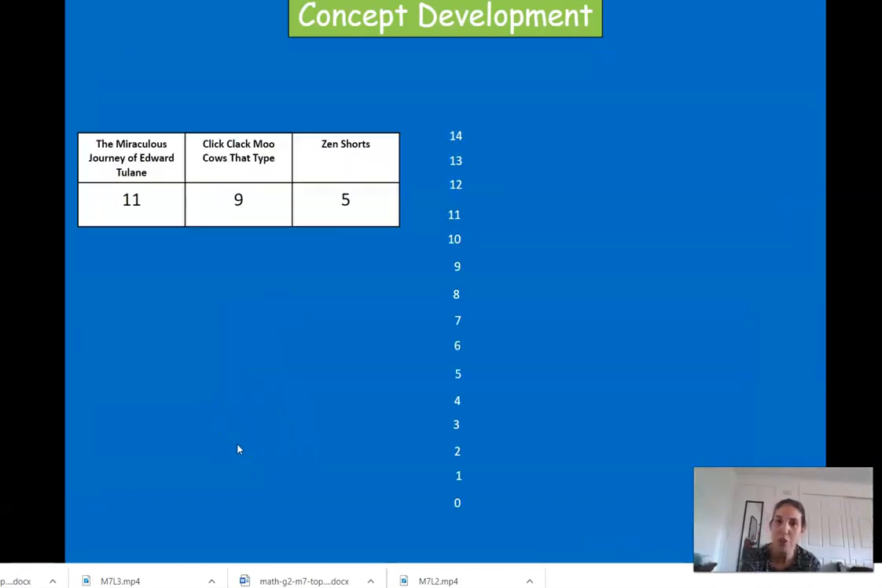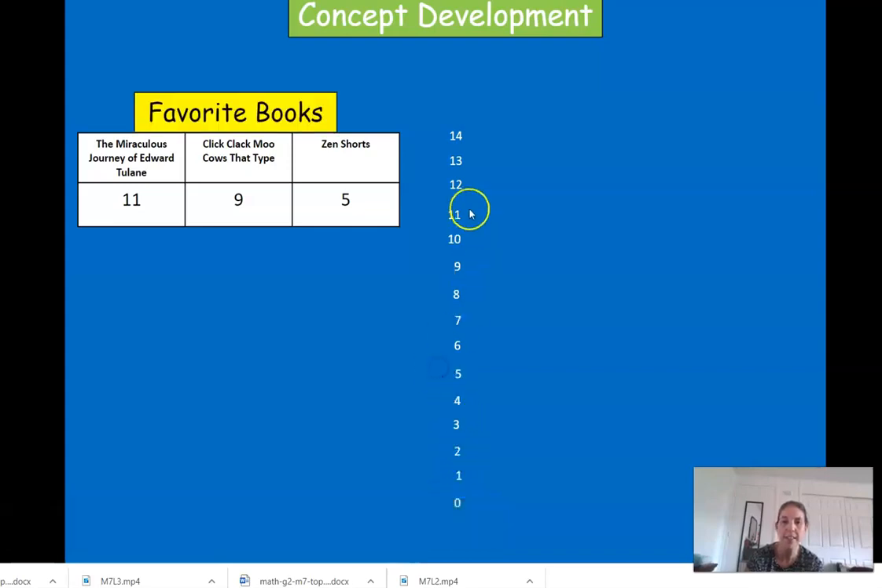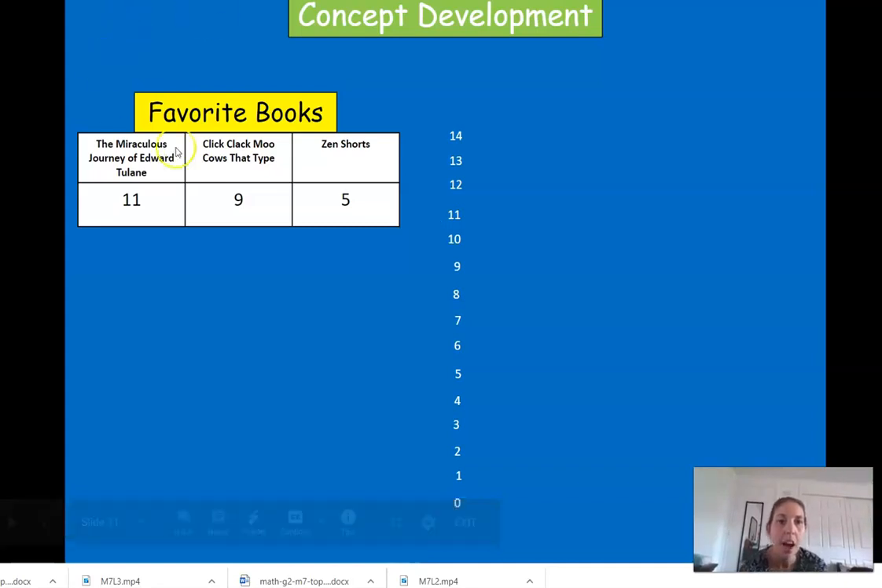Now let's look at our new chart. Oh, I see the numbers are going vertically, or up and down. I also notice that the number still starts with 0 right here behind this black box, and they still go up in order 1, 2, 3, 4, 5, 6, 7, 8, all the way to 14. So the numbers still go in order, but this time they're going vertically. That's interesting. All right, so we have favorite books, and then they have this information here.